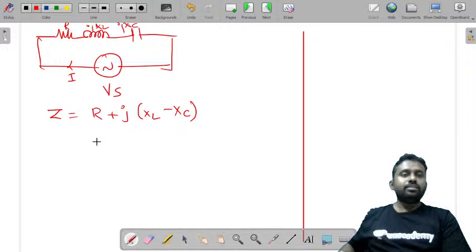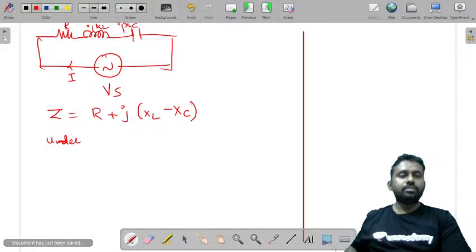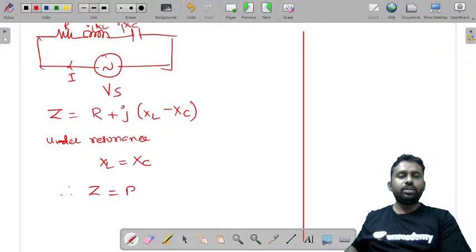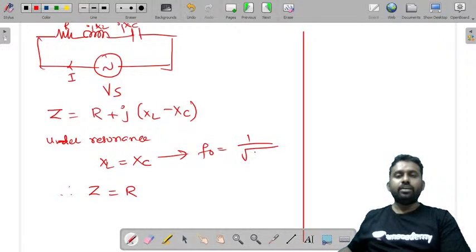So this is the value of Z, impedance, and under resonance XL is equal to XC. Therefore, Z is equal to R. When you equate this, you'll be able to find f0, that is 1 by 2 pi root LC, or omega naught is equal to 1 by root LC.